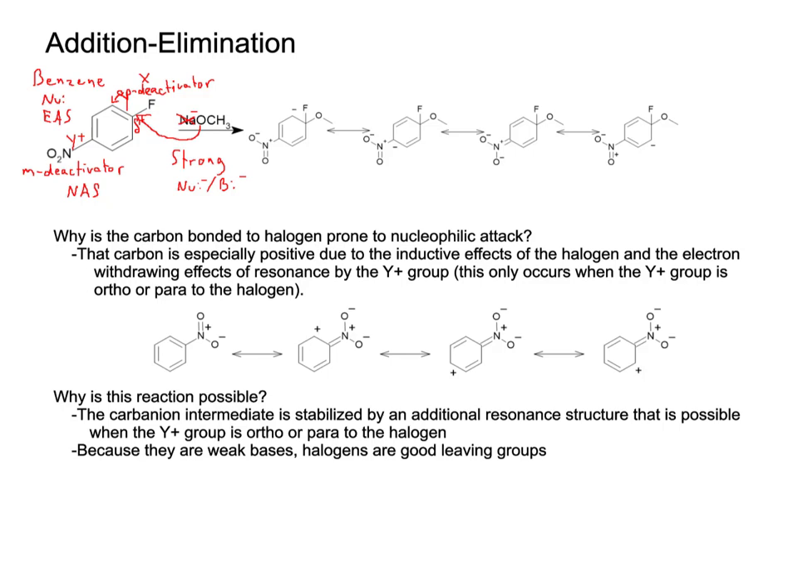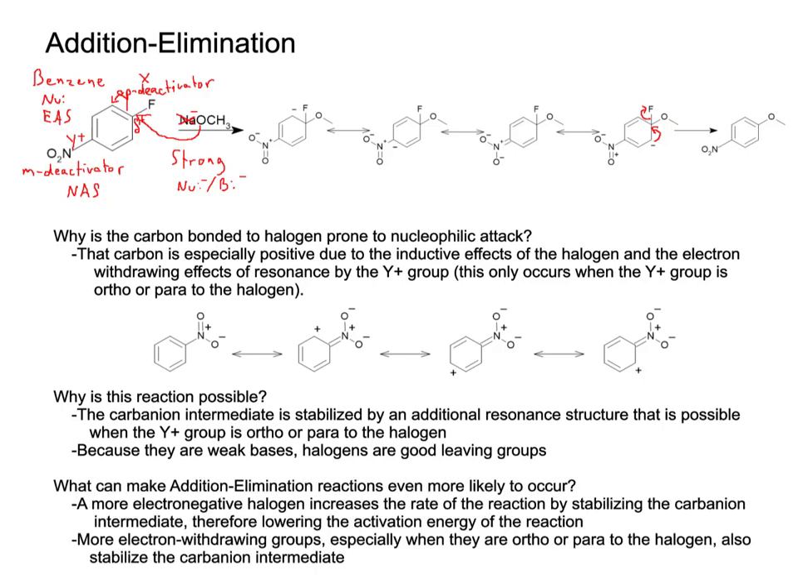So the final step of this mechanism is simple. The lone pair reforms the double bond, recreating the aromaticity, and that kicks off the halogen leaving group. That, of course, gives us our final product, and you can see that that OCH3 group substituted in for that fluorine.